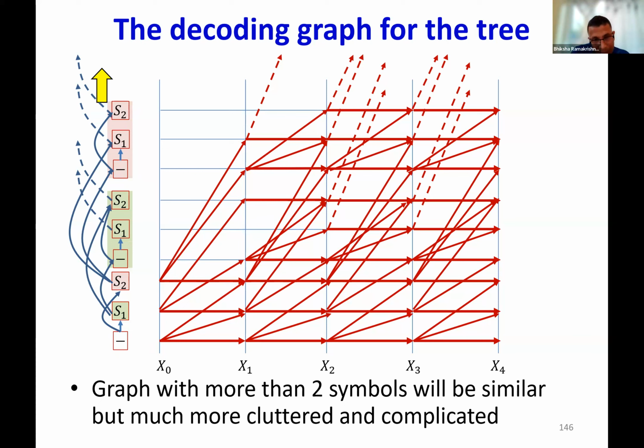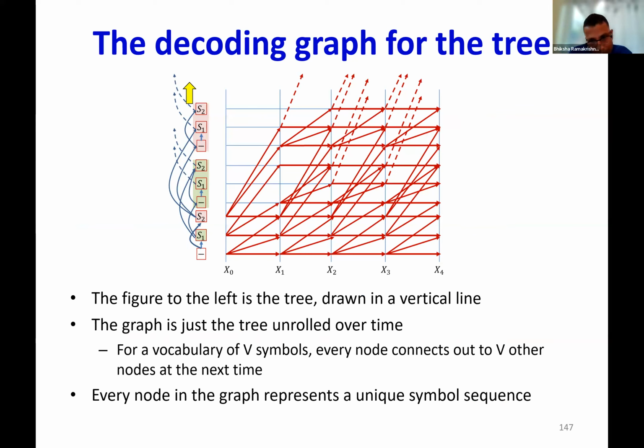There's only so much I can show on my slide. But again, this has not solved the problem because I just constructed something which is infinitely large. The figure to the left is my semi-tree drawn in a vertical line. The graph is just the tree unrolled over time, meaning I've just added horizontal edges. So for a vocabulary of V symbols, every node connects out to V+1 nodes at the next time, or V nodes, if you also include the blank as a vocabulary symbol.